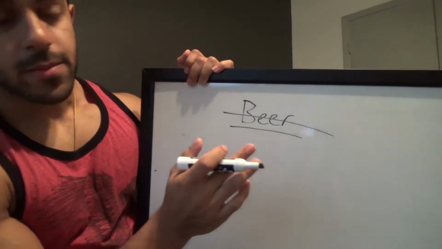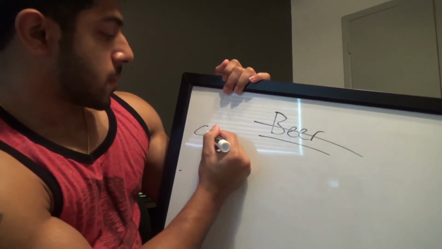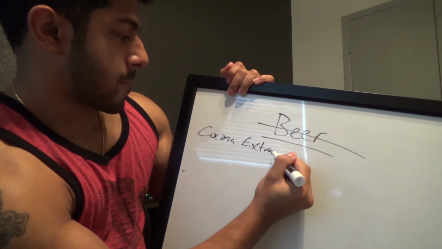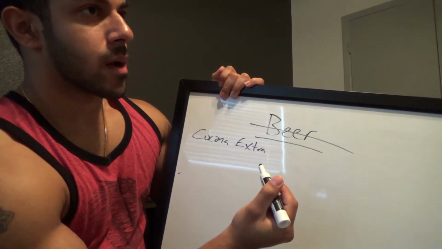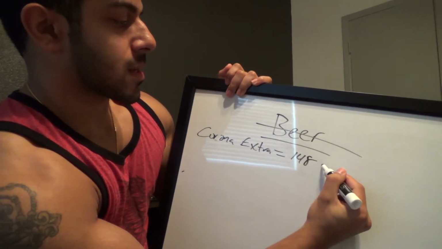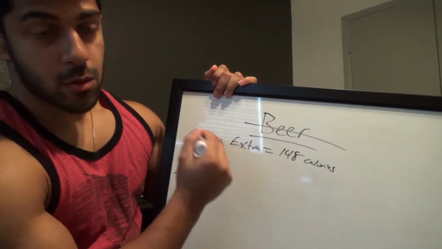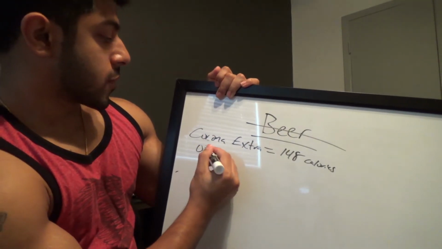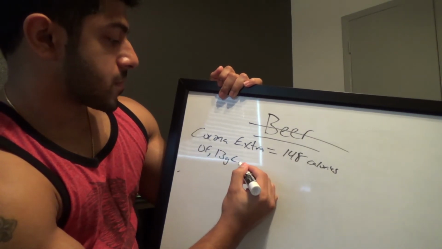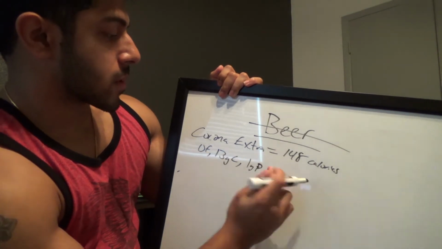Beer. Don't do it. That's because, let's just say for Corona Extra, it is about, I think, 148 calories. But the macros on the Corona are 0 fat, 13 grams of carbs, and 1 gram of protein.